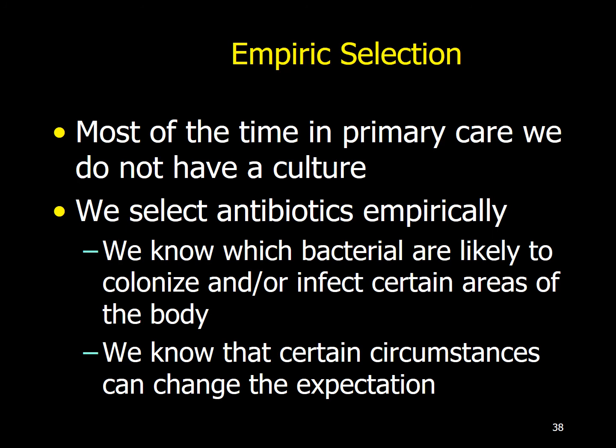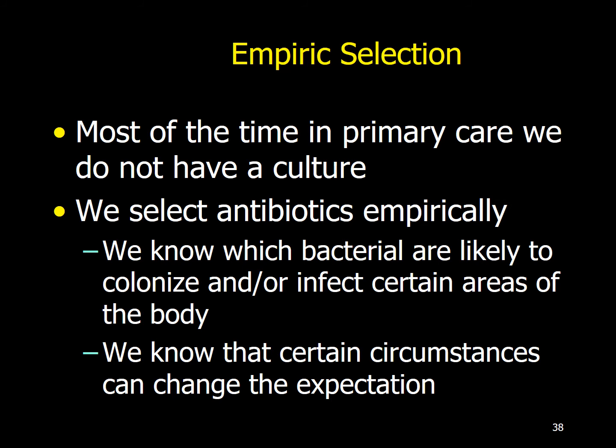Okay. Empiric selection. So in primary care, most of the time we don't have cultures. Sometimes you do, but most times you will not. So we select antibiotics empirically, which means we know which bacteria are most likely to be in any given body part, and we know which antibiotics are best suited to that bacteria. So we choose the antibiotic based on the bacteria that's likely to be there.